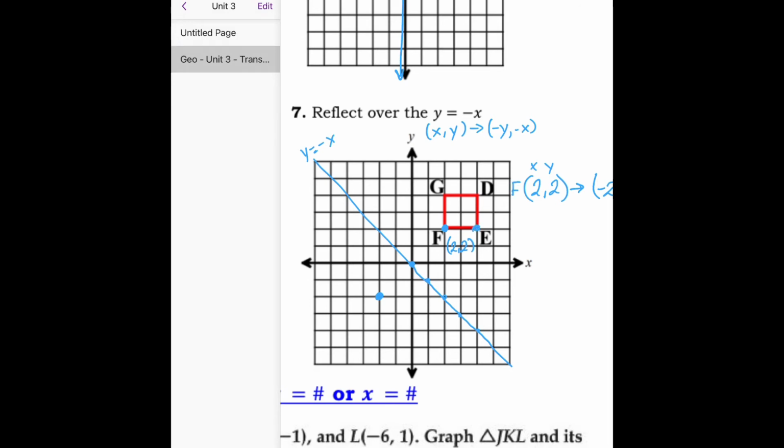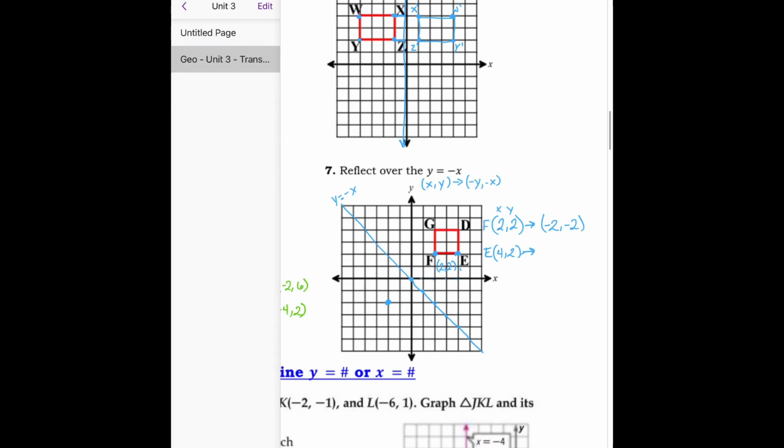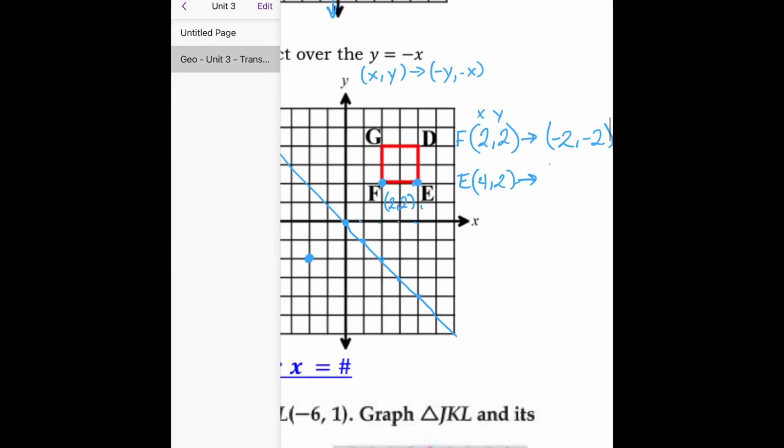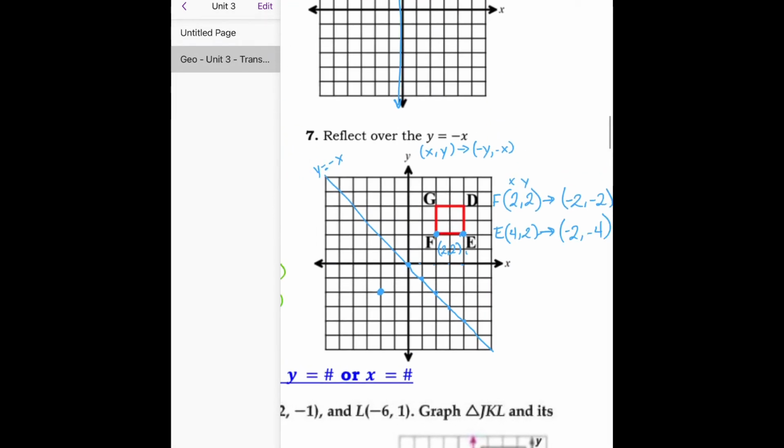Now let's do E. E is at the point 4 comma 2. 1, 2, 3, 4, 1, 2, yep. Now I need to switch those and then switch the signs. So -2 comma -4. -2, -4 is right here.